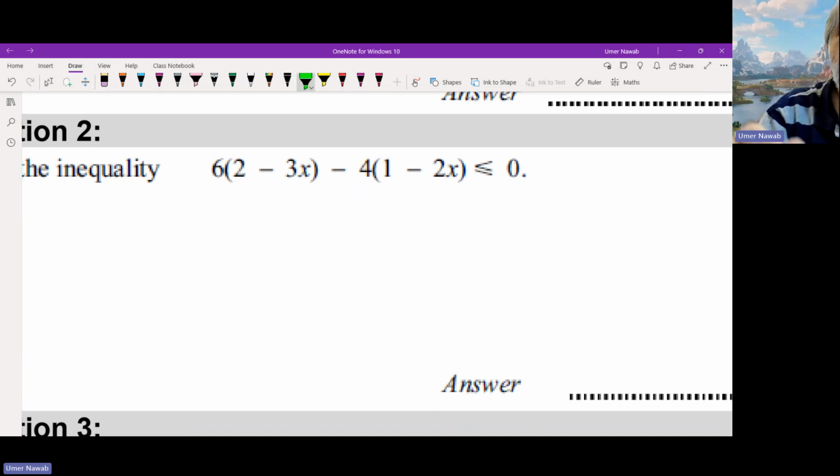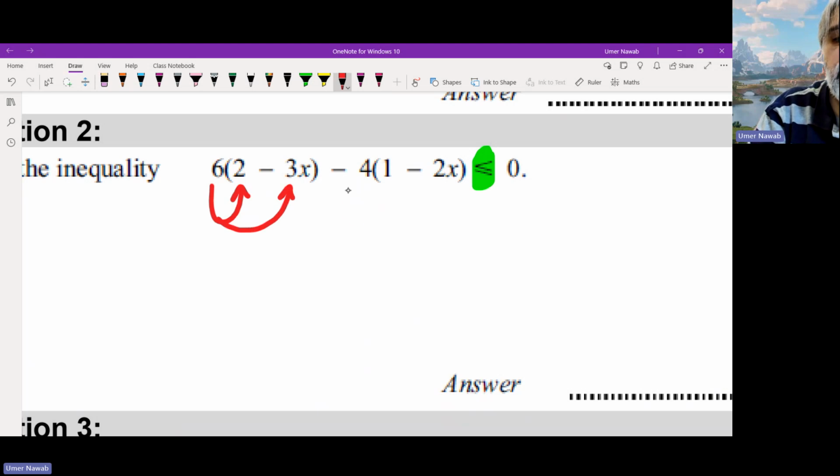Very important question, guys. It's simple like an equation, but the problem is it is not an equation. It is now an inequality. Non-strict inequality because there is an equal sign also there.